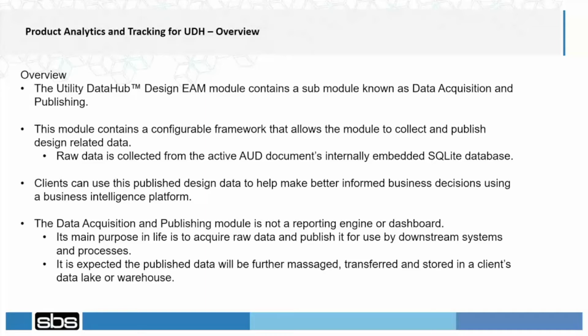So just as an overview, for the product analytics and tracking for UDH, there is a sub-module known as the data acquisition and publishing module. You'll sometimes see the word DAP, D-A-P, that's the acronym for that module. The module contains a configurable framework that allows it to collect data and publish design related data. And it's really just raw data that's collected from the design in AUD from the document's internally embedded SQLite database.